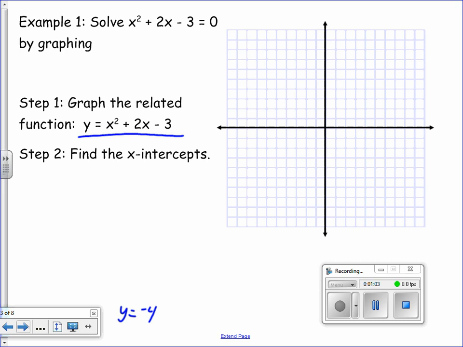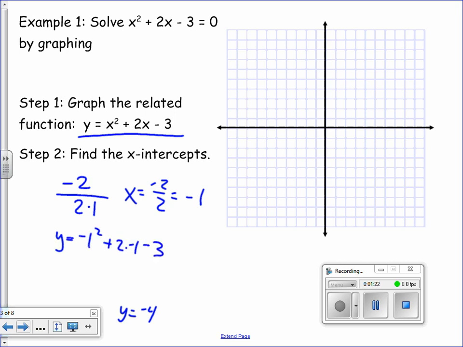So in order to find the vertex, we have to do the opposite of b over 2 times a, okay? So x equals negative 2 over 2, which is negative 1. That's our axis of symmetry, okay? And then we'll find the y coordinate. So negative 1 squared plus 2 times negative 1 minus 3, okay, which is 1 plus negative 2 minus 3, negative 1 minus 3, and look, I already had y equals negative 4 there from before. Okay, so my vertex is negative 1, negative 4.